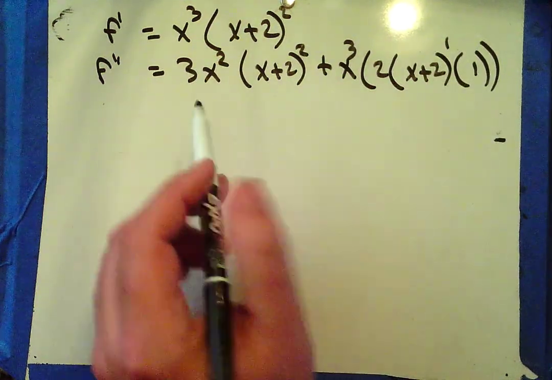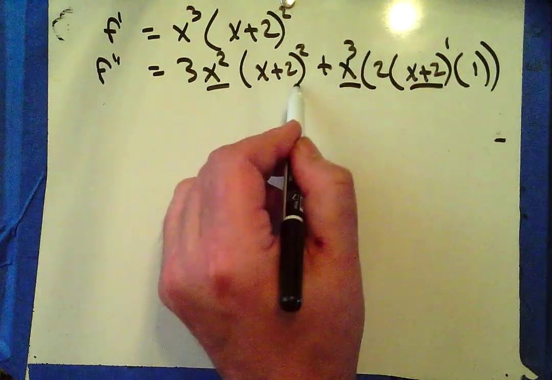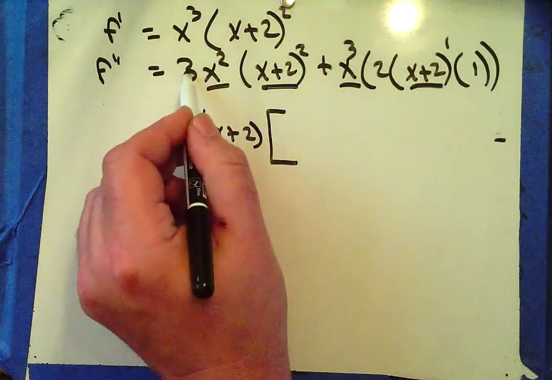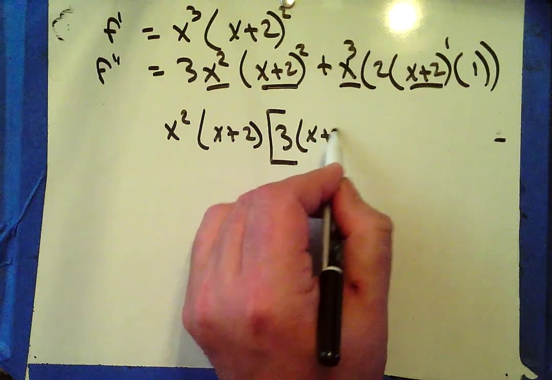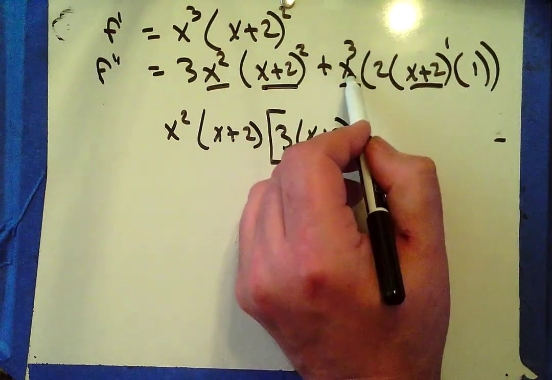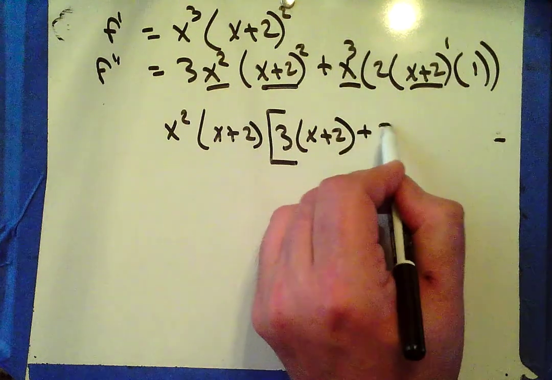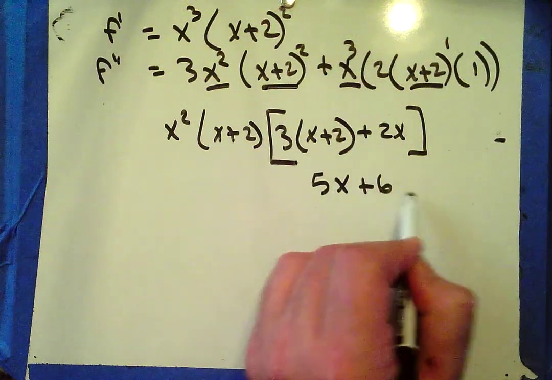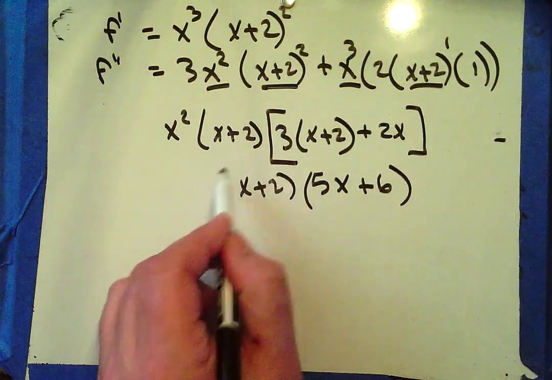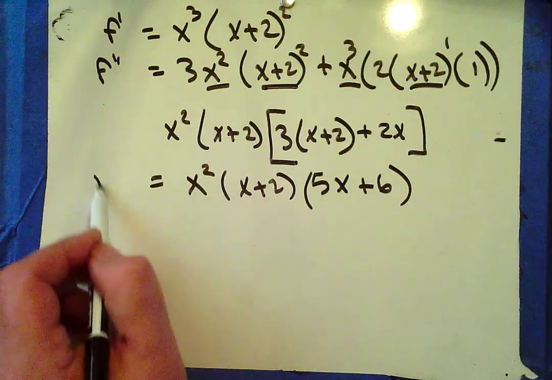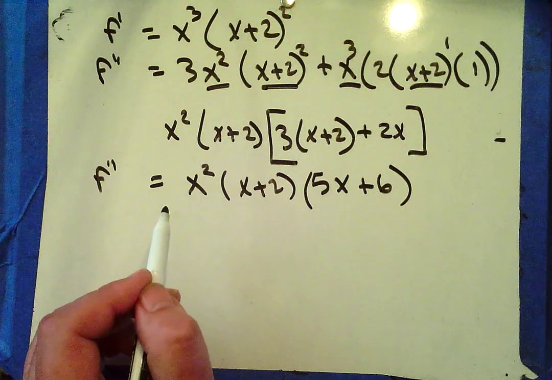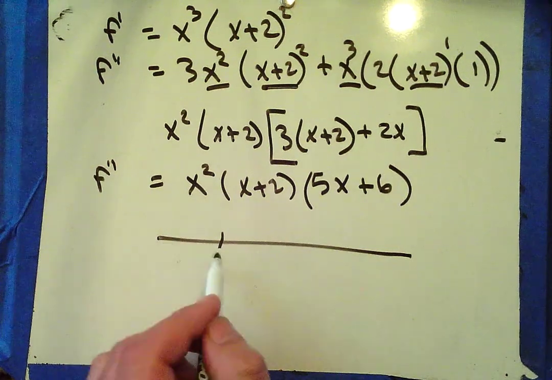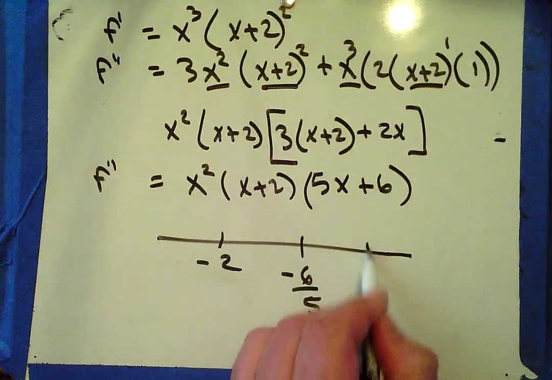Okay, I notice that I can factor out an x squared and an x plus 2. So x squared, x plus 2. I'll be left with a 3, an x plus 2, a plus sign, one of these 3 x's, and 2. And if I combine my terms, I get 5x plus 6, x plus 2, and x squared. So that's f double prime. Inflection points. Okay, so I've got these critical points at negative 2, negative 6/5, and 0.